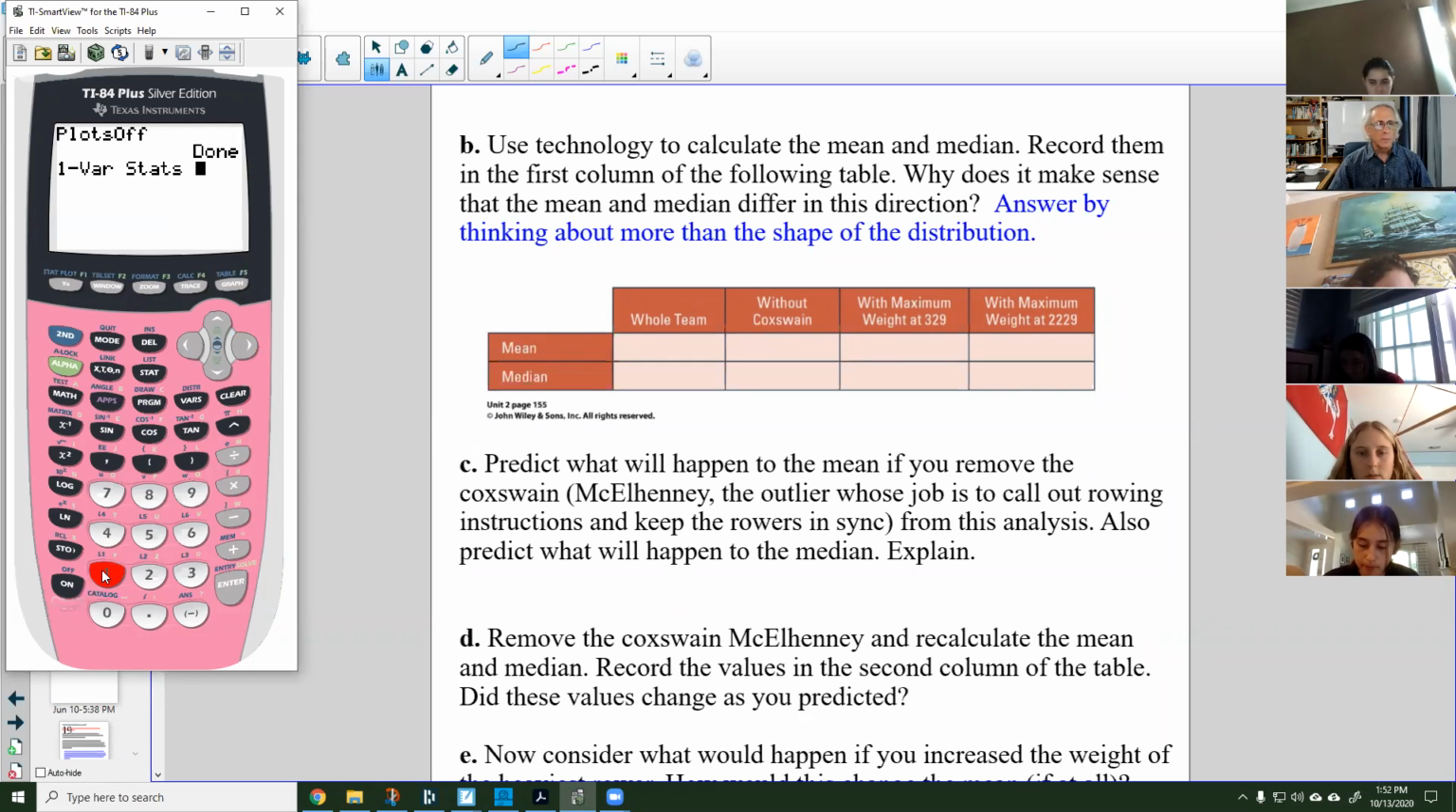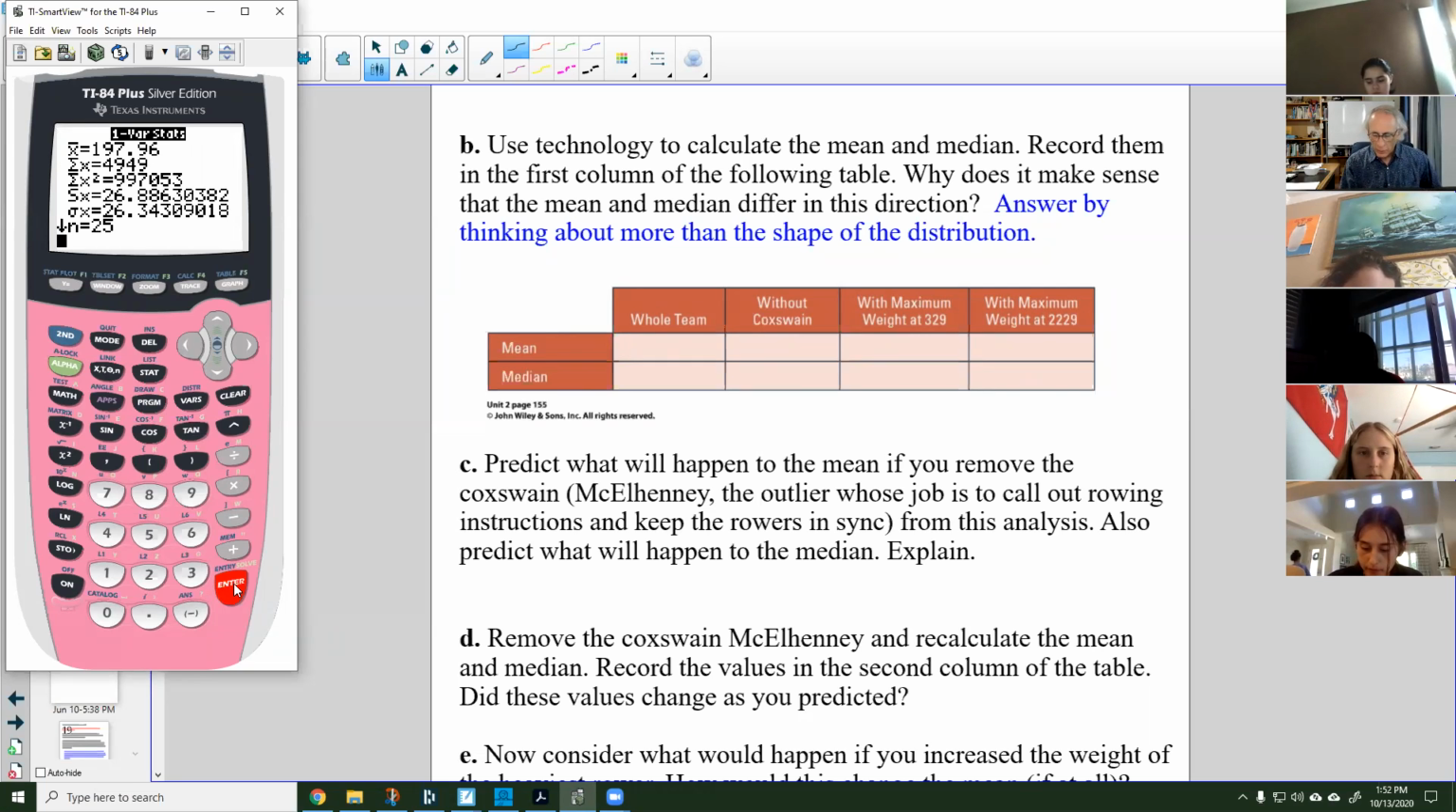And then it says, okay, you want some statistics, but what do you want it from? And I say, well, I would like it from the rower's weight. So I'm going to go second list, and then alpha R, and there's my rower's weight. So I'm getting my one variable stats on the rower's weight, and I hit enter.